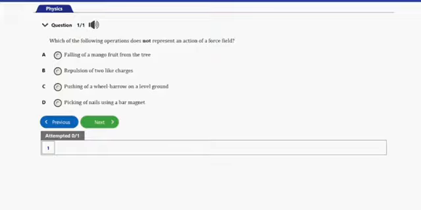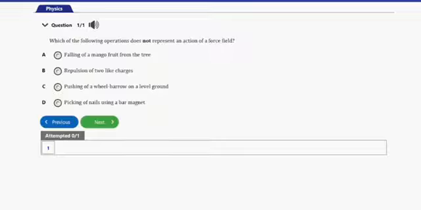It says, which of the following operations does not represent an action of a force field? We have A, falling of a mango fruit from the tree. B, repulsion of two like charges. C, pushing of a wheelbarrow on a level ground. And D, picking of nails using a bar magnet.